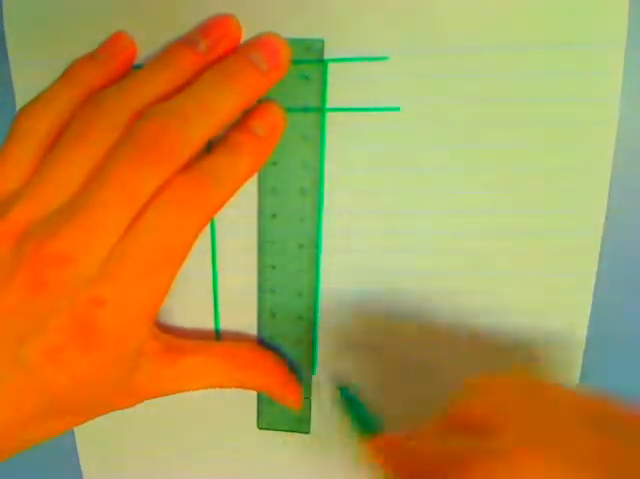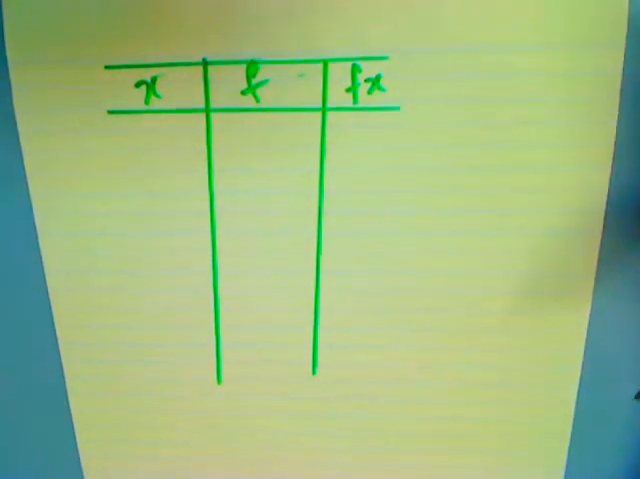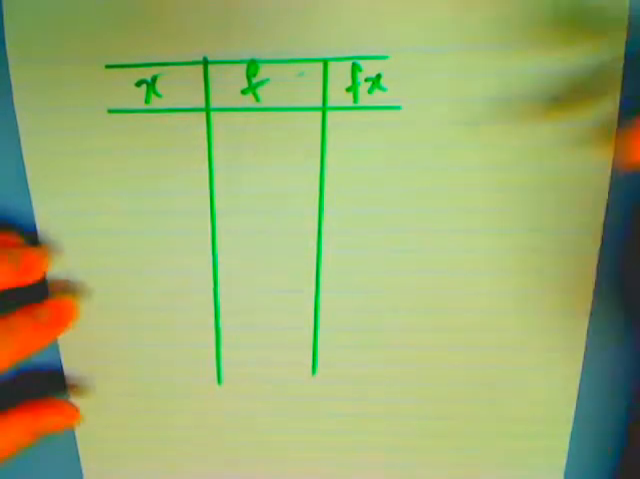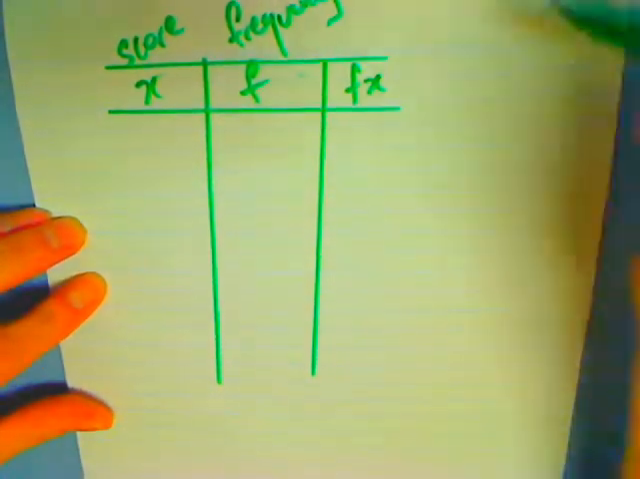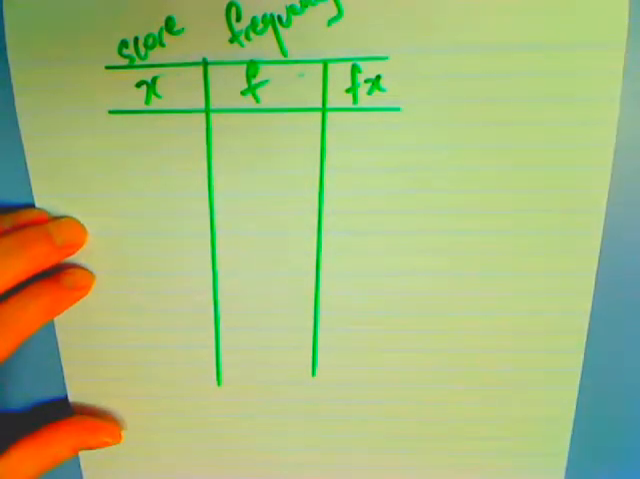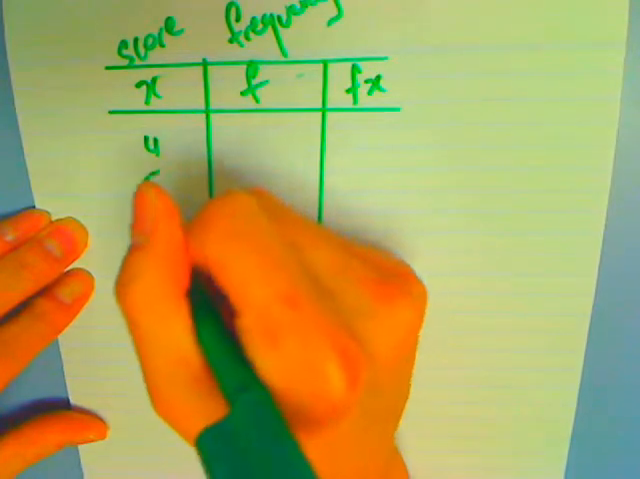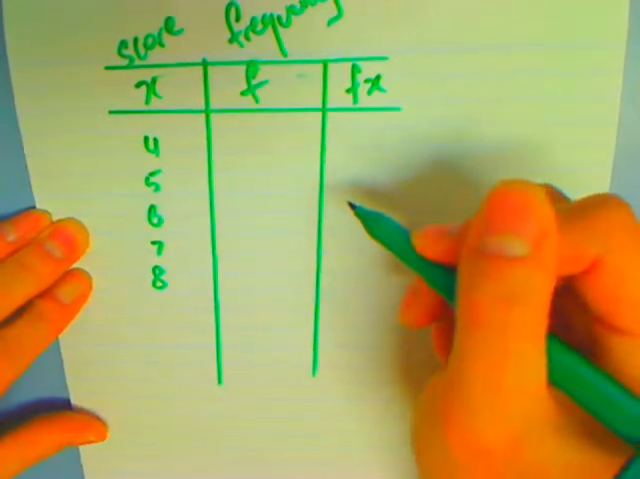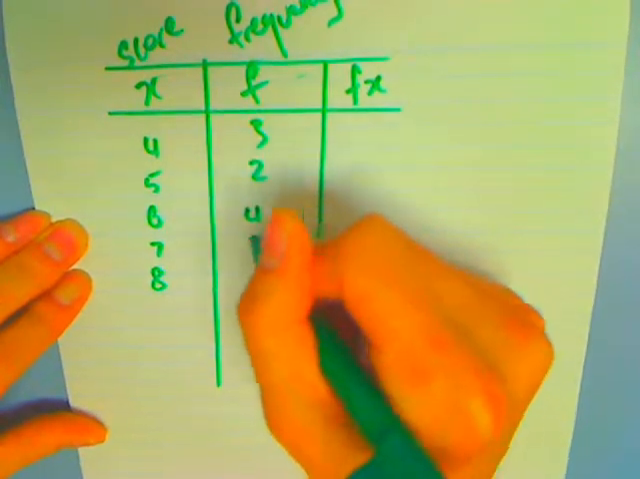Now, we don't need the FX, but if I wanted to, I could fill it in so that I could work out the average later on. Remember, X means score, F is the frequency. So if I take an example from the textbook, this is page 360. We've got 4, 5, 6, 7, 8, and then the frequencies of 3, 2, 4, 8, 6.